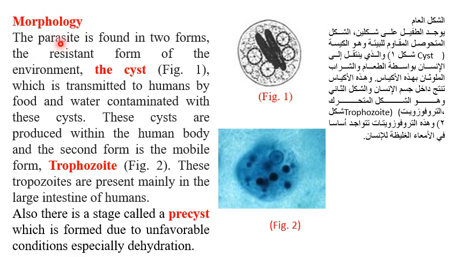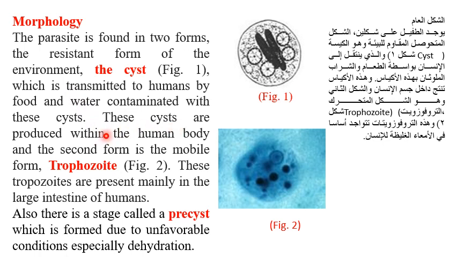Morphology: the general form of the parasite. The parasite is found in two forms. The resistant form to the environment is the cyst, figure 1, which is transmitted to humans by food and water contaminated with these cysts.